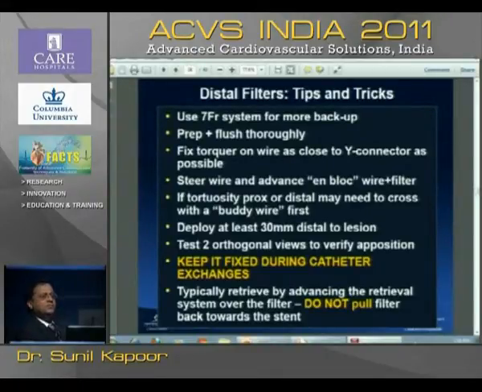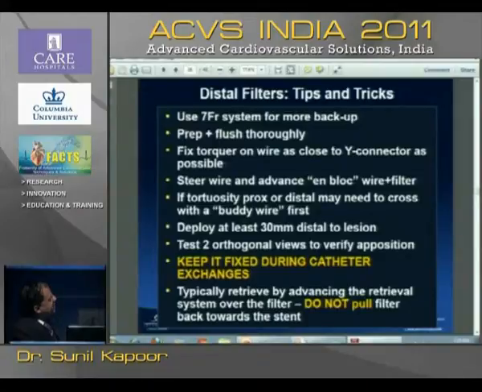If you take a 3 millimeter filter and put it in a 3.5 vessel, then you're not getting a good apposition. So you check in both views, and if you find that is the situation, then you push the filter a little more distally, and you know that the vessel is naturally tapering, so it will ultimately end up at a point where you'll properly oppose the filter against the vessel wall. Then keep it fixed during the catheter exchange. Just like somebody should be holding that wire and not allow it to move either way.